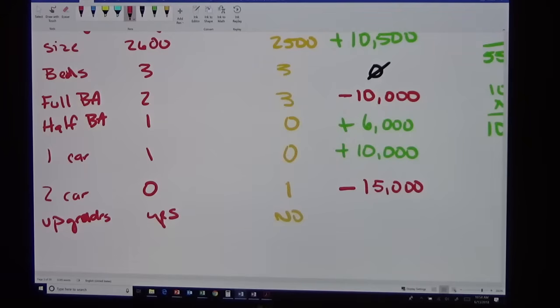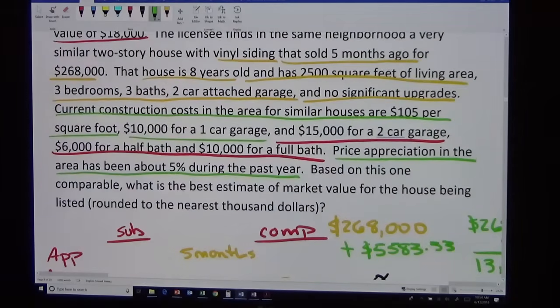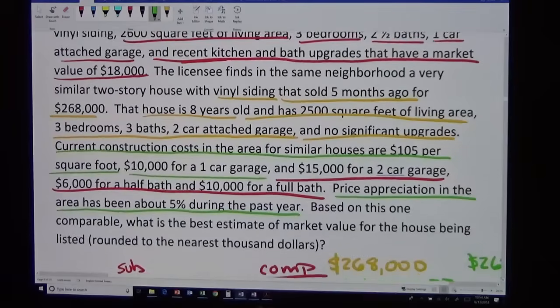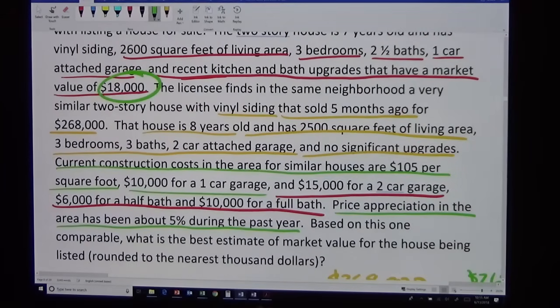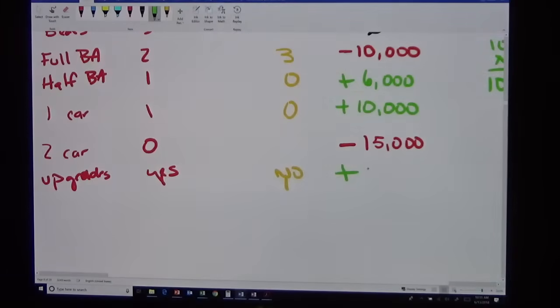And then finally, upgrades. My subject is upgraded, my comp is not, so my comp is worse, which means I need to bring the level of my comp up, and it needs to come up by the value of the upgrades, and the value of the upgrades they told us was $18,000. So that's going to be plus $18,000. And that takes care of all of our adjustments.